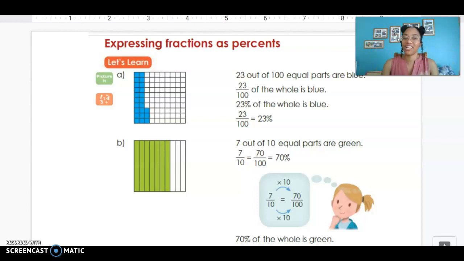We've learned this before in equivalent fractions. Notice how we multiplied the numerator and the denominator by the same factor to create an equivalent fraction. Now that we have a fraction over the denominator 100, we can easily convert to a percent. 70 over 100, or 70 hundredths, is the same as 70%, because percent really means out of 100. 70% of this whole is green.